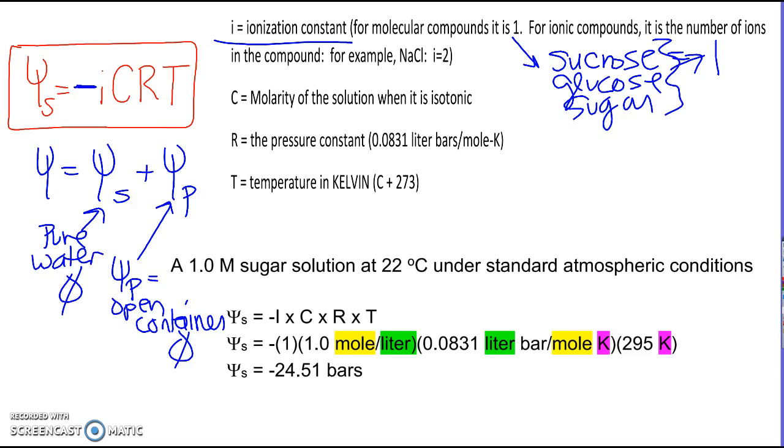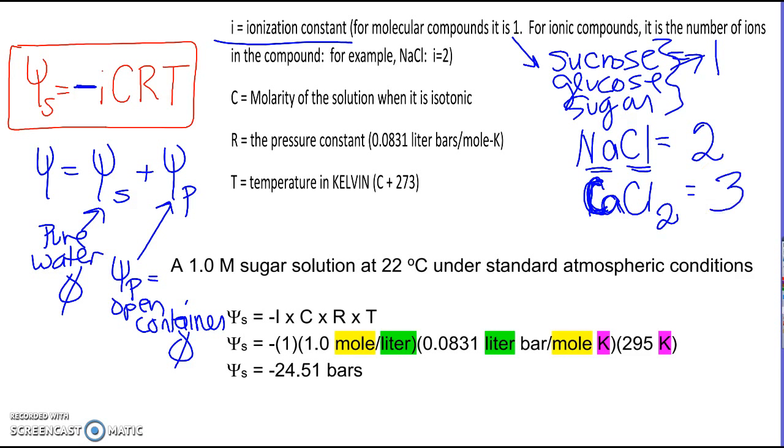And they tell you that on the formula sheet. My guess is that they would always give you, at least any time on the AP exam I've ever seen this formula, it was always glucose or sucrose that they gave as the solution. But if they did give you something ionic, then the number of ions it splits into would be your ionization constant. So for sodium chloride, for example, it splits into 1 sodium and 1 chloride, I would be 2. What would it be for calcium chloride, CaCl2? How many would that split into? 3. You'd literally count 2 chlorides, 1 calcium, it would be 3.